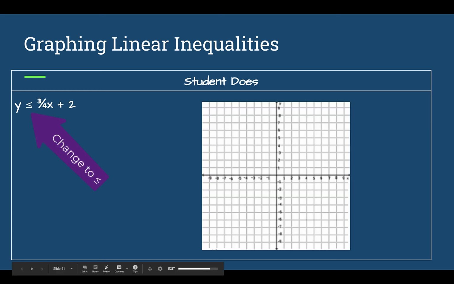Before you pause the video and do this next problem, please change the symbol from the equal sign that's mistyped in your book to less than or equal to. So your problem should be y is less than or equal to 3/4 x plus 2. Pause the video, figure out the line. What does the graph of this inequality look like?